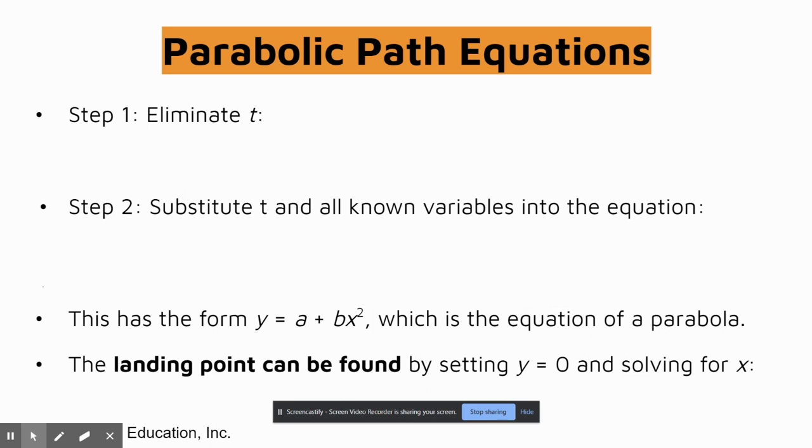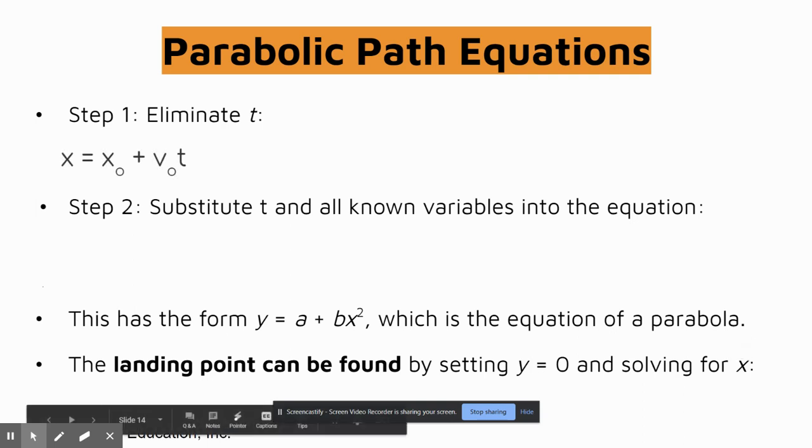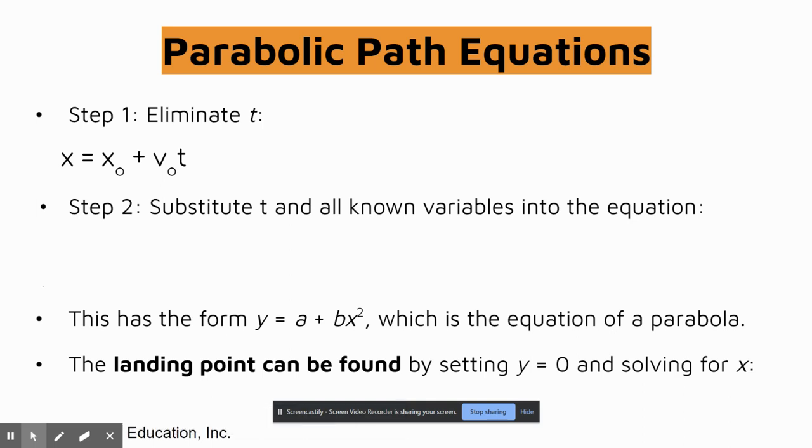When we are trying to solve equations for anything with a parabolic path, there are a few things we want to do. One of the first things is to eliminate t from our equations of motion. In order to eliminate t from this equation, we're going to have to make some substitutions. So let's substitute the information that we've just discussed.